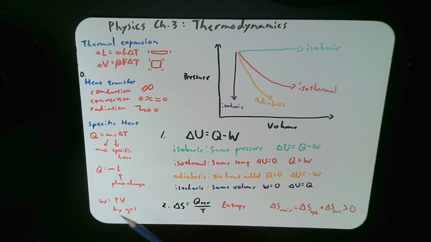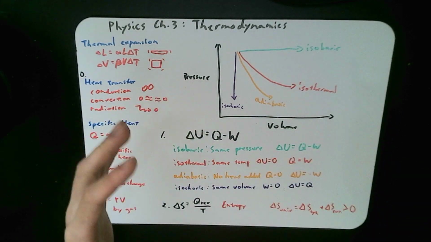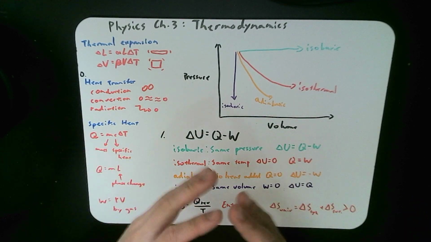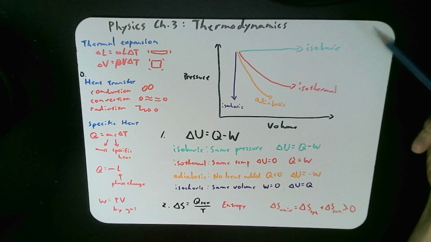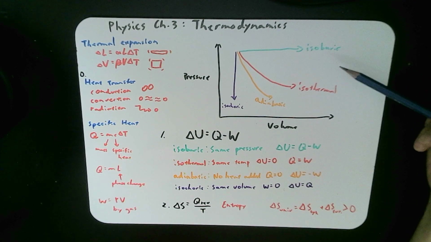Work is P, pressure, times V, volume, and it is calculated from the gas perspective. So if a gas exerts work, that means it's increasing in volume by itself while maintaining the same pressure. That is work done by the gas. Now we have certain processes to know.